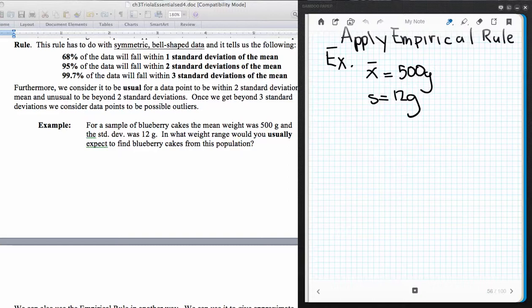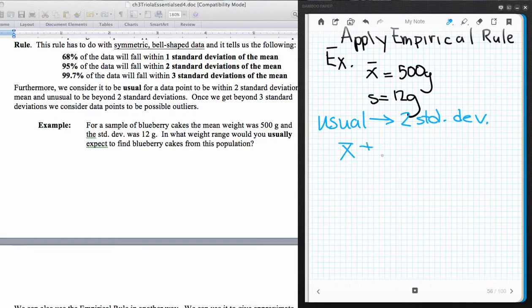Because we don't know what the population is, we're going to use sample statistics to help us determine what we would usually expect. Because of the word usual, that means that I'm looking for 2 standard deviations. So usual means 2 standard deviations. Now we don't have the standard deviation of the population, so we're going to substitute in the sample standard deviation to account for that as well, because what we're trying to do is figure out what's going on in the population. Very seldom are you going to know population information.